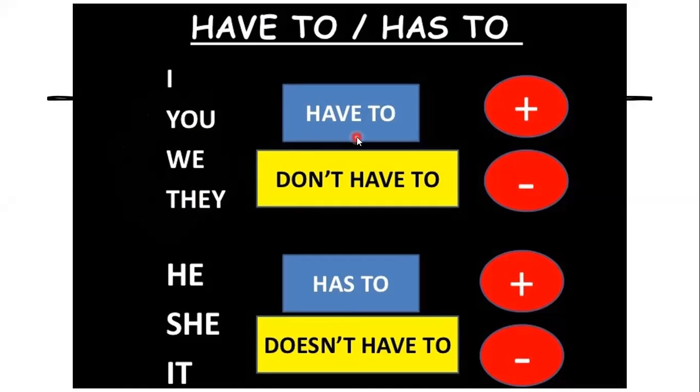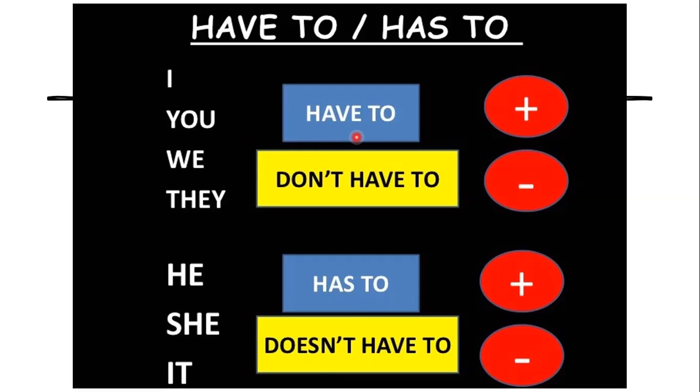Because if you have these subjects here, you're going to use have to. For example, I have to clean my room. I am saying that that is an obligation, okay? We have to cook dinner. So it's also an obligation, okay? So we have to, or they don't have to go to school today because it's closed. So in this case, don't have to is something that is not necessary, or we don't have to do, okay?